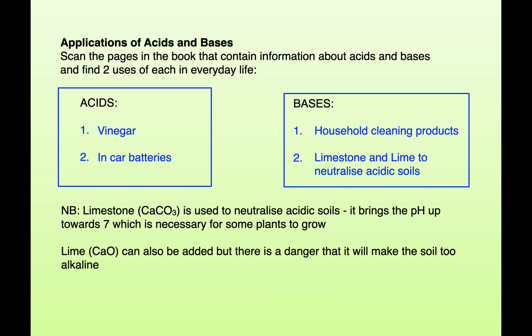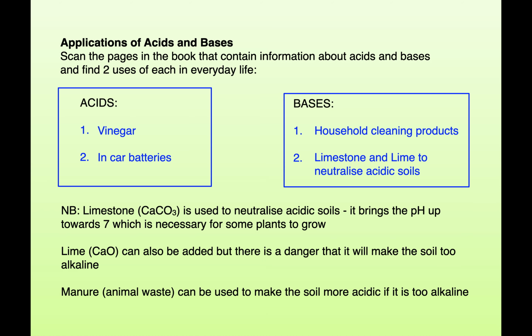Lime can also be used, but if you add too much, it can make the soil too alkaline. If the soil is too alkaline, what farmers do is they add animal waste, manure, to make it more acidic. It's just playing the pH game to get the right pH for a particular plant. Right, there's some pages for you to look at and some questions for you to answer.